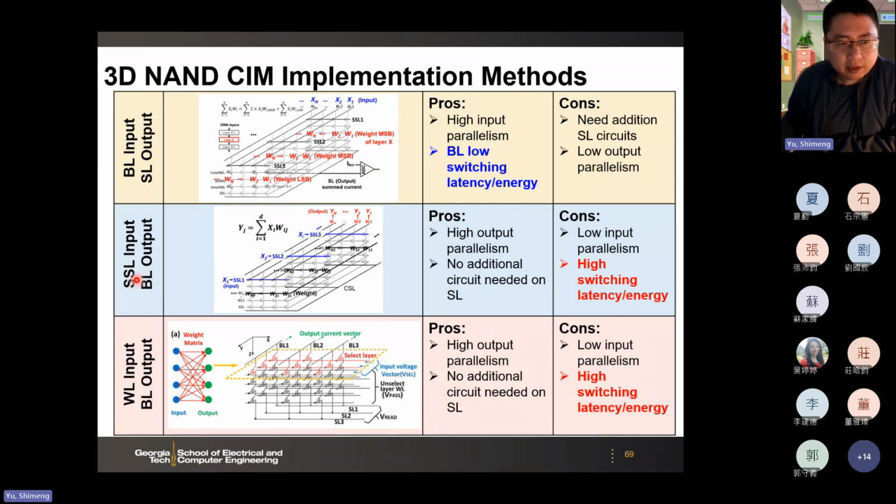Or we can use the SSL or WL as input. Then in this case, we have input from either the SSL or the WL, and the output is measured from the bit line. Then the output has high parallelism. This will cause more switching energy, because the bit line is pretty long, and the SSL line and the WL are also pretty long, since the number of bit lines is very large. So if you charge up the SSLs, you are going to have high charging, switching, dynamic energy.